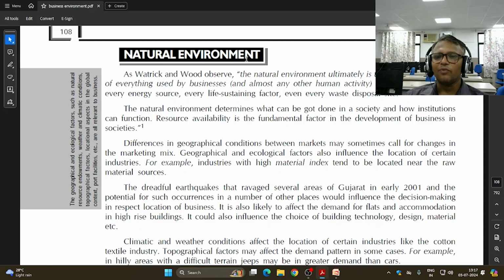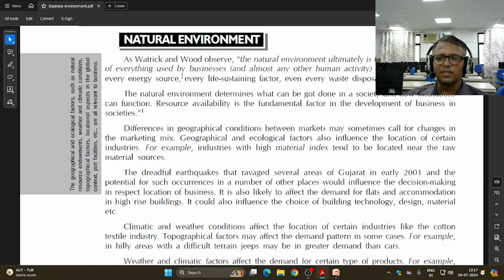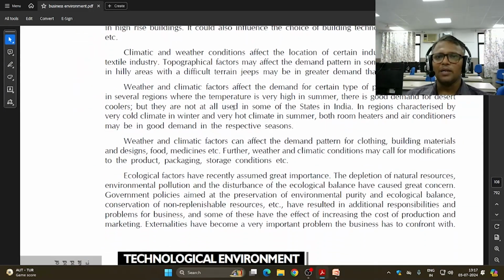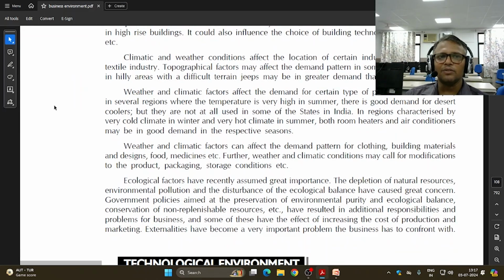Thus, the dreadful earthquakes that ravaged several areas of Gujarat in early 2001, and the potential for such events in a number of other places, will influence decision-making about the location of businesses. It is also likely to affect the general attitude toward accommodation in high-rise buildings in those areas. It could also influence the choice of building technology, design, instruments, etc. Climatic and weather conditions affect the location of certain industries like cotton textile industries. Topographical factors can affect demand patterns in some cases. For example, in hilly areas with difficult terrain, jeeps may be in better demand than cars.